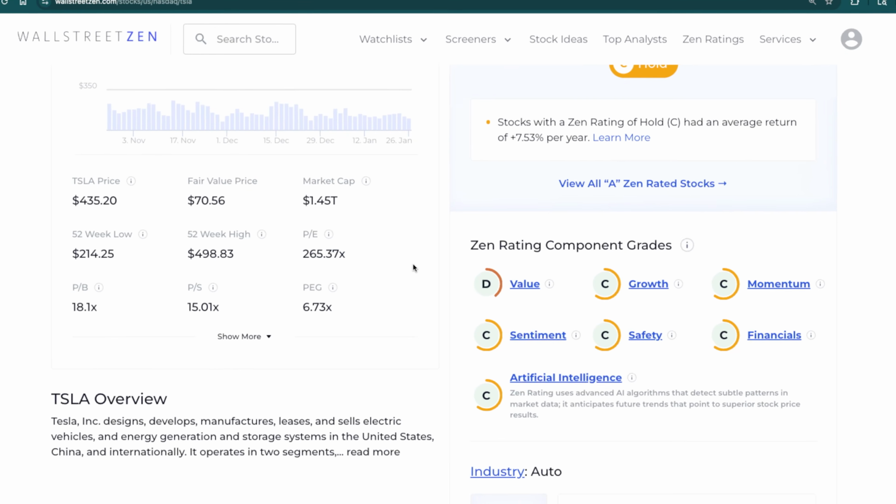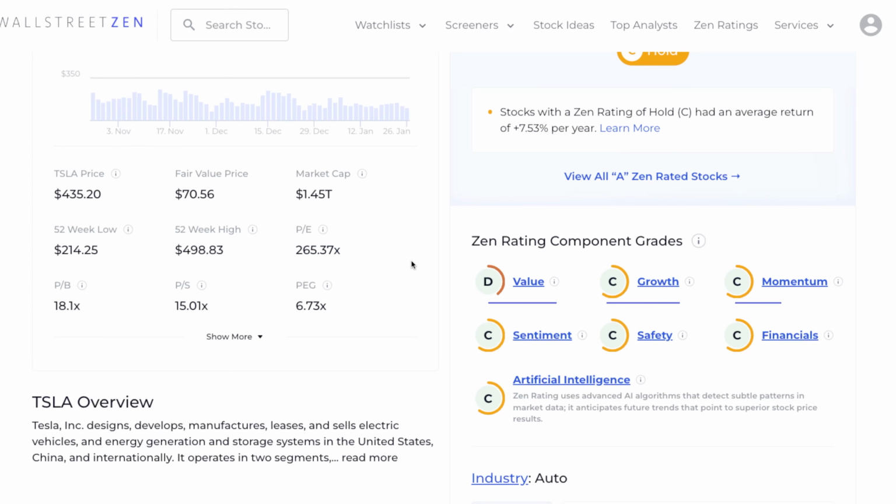Now, here at WallStreetZen, we built something called the Zen ratings system. It analyzes 115 different factors across 7 dimensions: value, growth, momentum, sentiment, safety, financials, and an AI factor powered by a proprietary neural network. Every stock gets a letter grade from A to F, just like school, and it's updated daily.